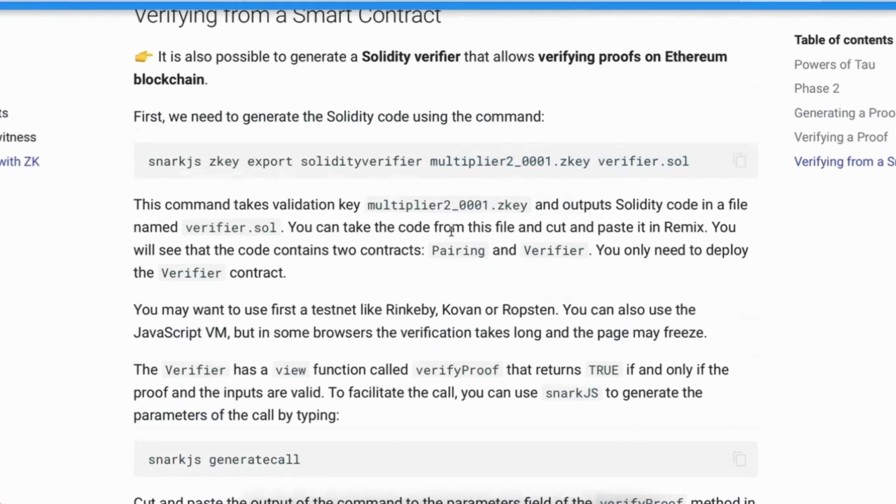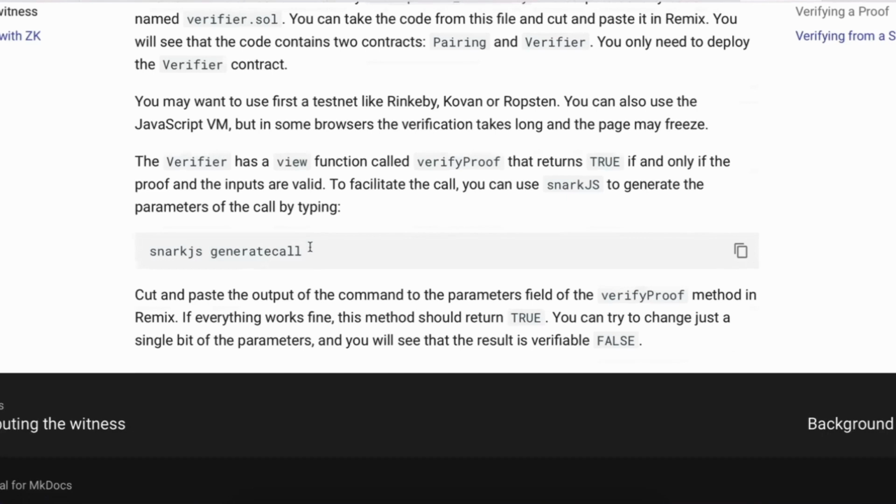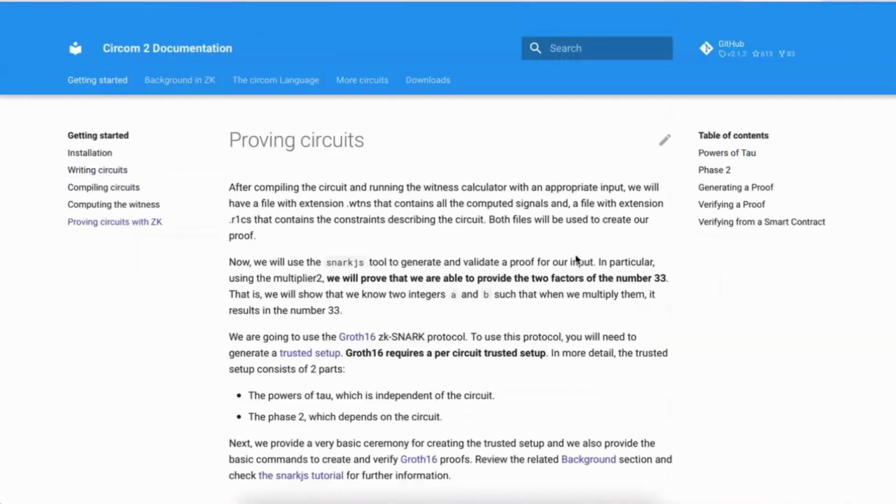Maybe in a few episodes' time, we should make our own ZK app in an hour. Try a very simple one. We can make one. And what is it saying? The command takes a validation key. You can take the code from this and paste it in Remix. Okay, just to look at the code, I guess. Is this generating the Solidity call? It probably is. So it's snarkjs making a call to the Solidity verifier.